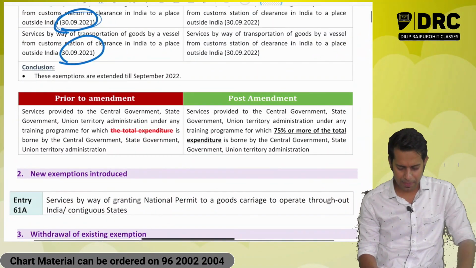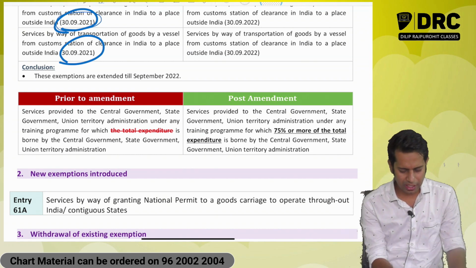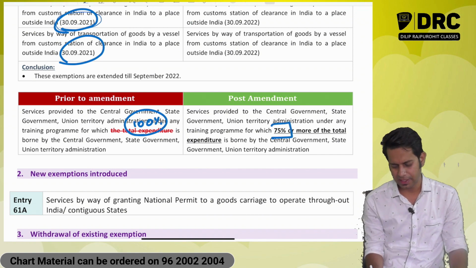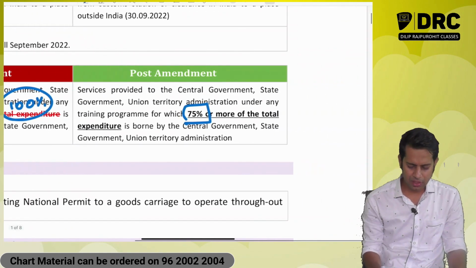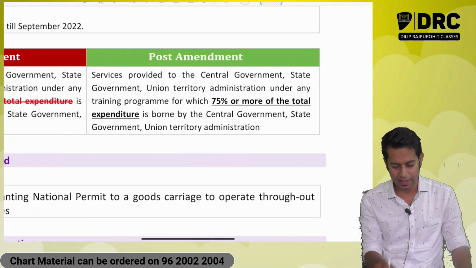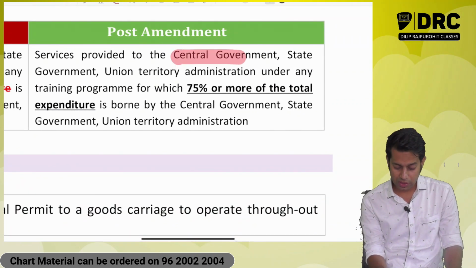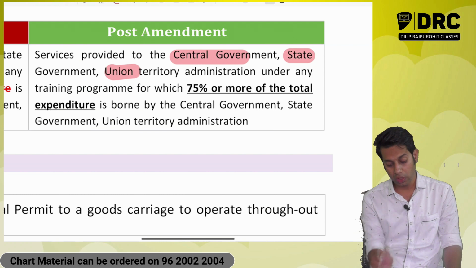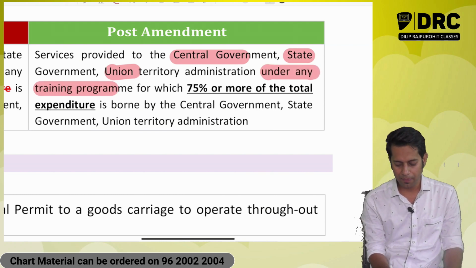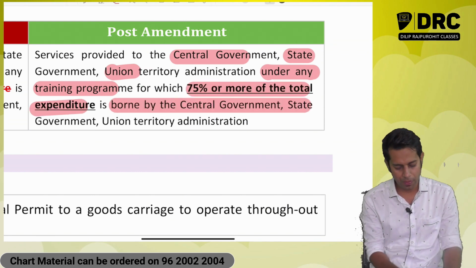Then there is one more amendment wherein before, the word total expenditure was used. Total expenditure means 100% expenditure. That is replaced by 75%. What is that exemption? There was an exemption with regard to services provided to central government, state government, etc. I'll read the amended provision. Services provided to central government, state government, union territory under any training program for which 75% or more of the expenditure is borne by central government, state government, local authority or union territory.